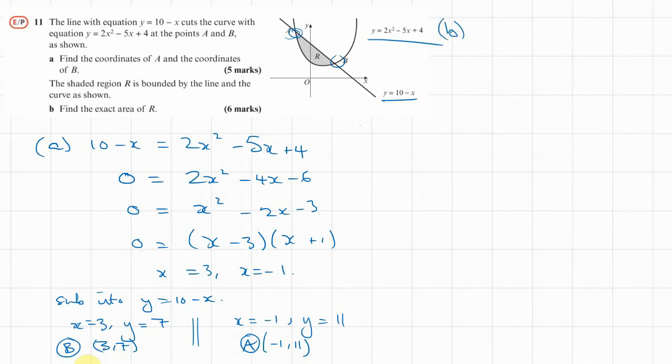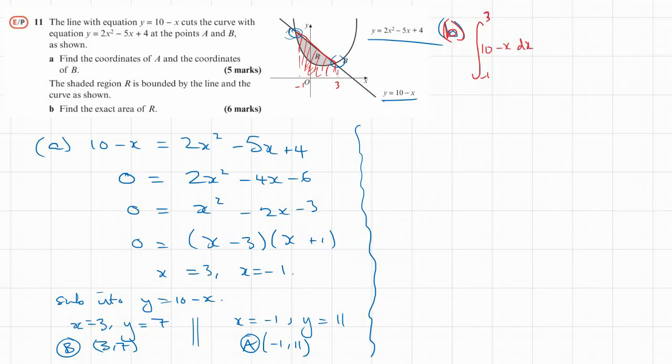Now time for part B, which I'll do in a different colour in case they get close to each other. Find the exact area of R. So if I integrate this straight line between my values of 3 and minus 1, I'm going to find all of this red, aren't I? So if I do the integral of 10 minus x between 3 and minus 1, that's going to give me my red.